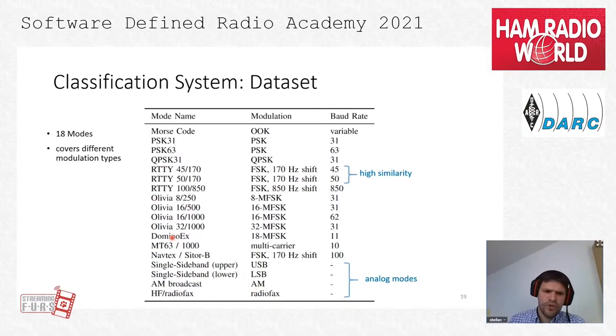We have some modes from the Olivia type, Domino X, MT63, Navtex, USB audio, LSB audio, AM broadcast signals, and HF fax. So there are also some analog modes. And as you can see in this column, the modes cover widely different modulation types and also different baud rates.